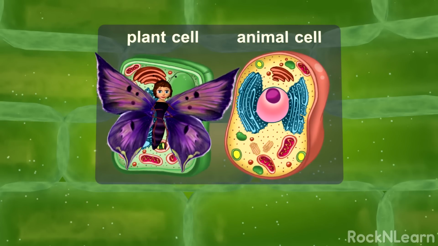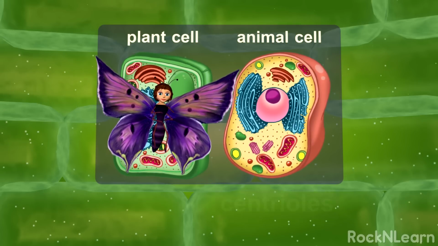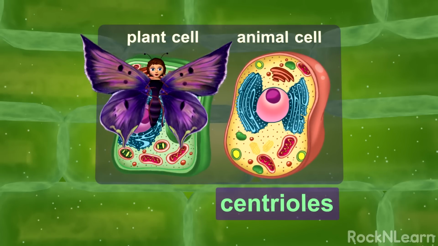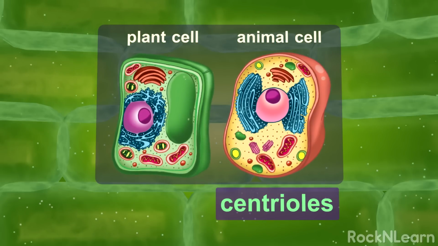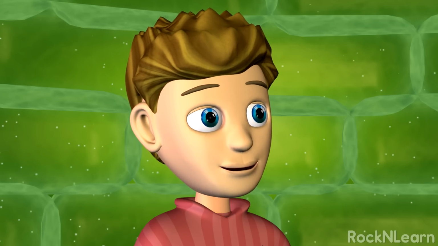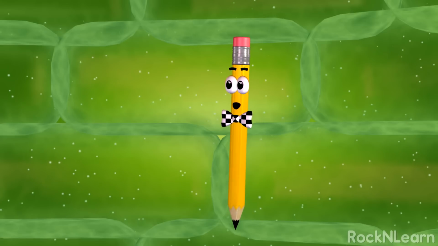Only animal cells have organelles called centrioles, which aid in cell division. Animal cells have 2 centrioles that are perpendicular to each other. That means they're at right angles to each other. Bravo!